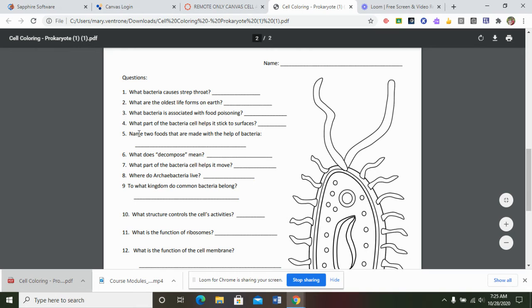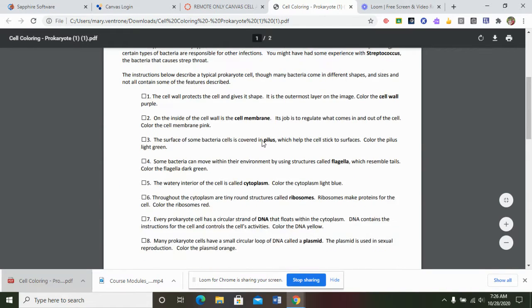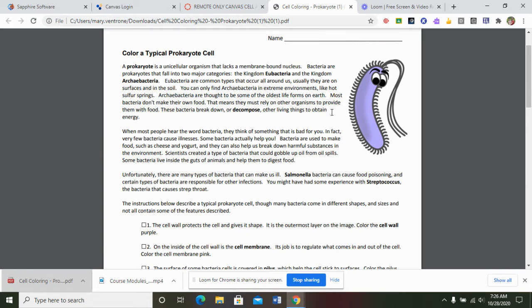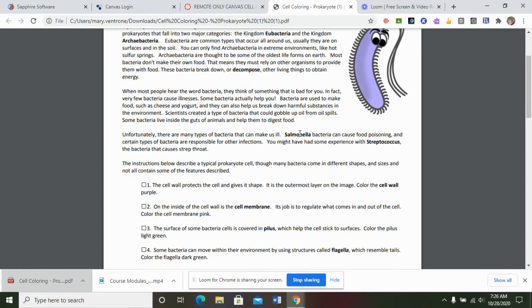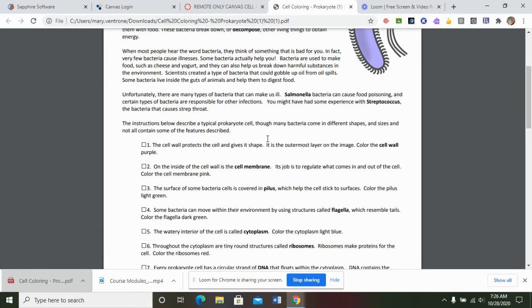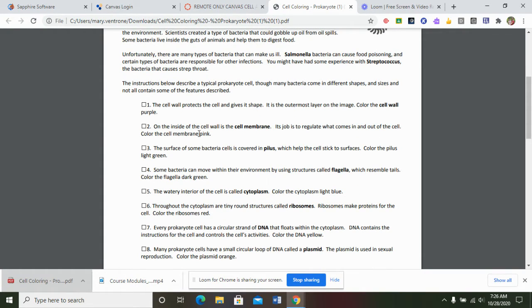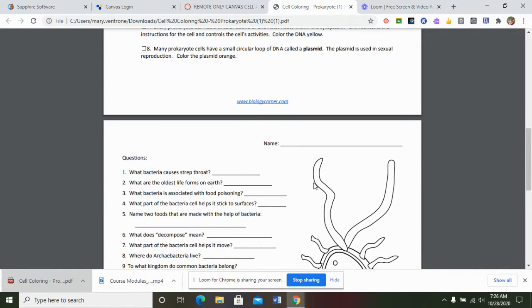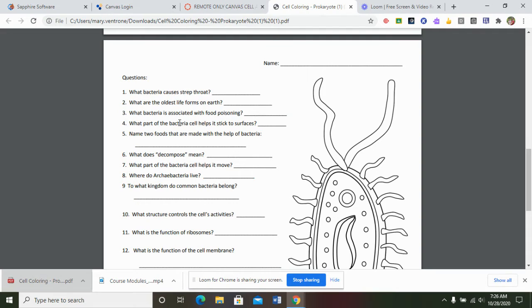What part of the bacteria helps it stick to surfaces? So if we come on down, this gives you a little overview of the different parts of the bacteria. And it tells you about them. So let's see, the cell wall is going to protect it and give it shape. The cell membrane is regulating what comes in and out. The pilus is going to help the cell stick to surfaces. So the pilus would be the answer to number 4.